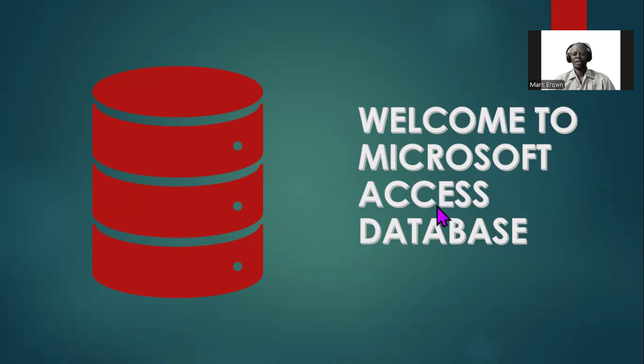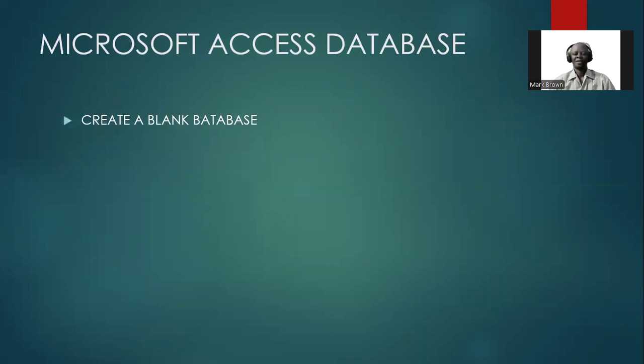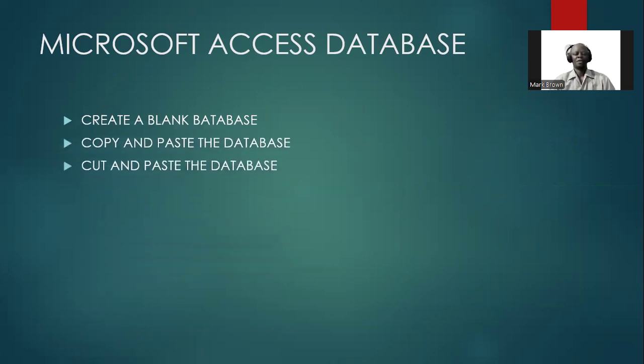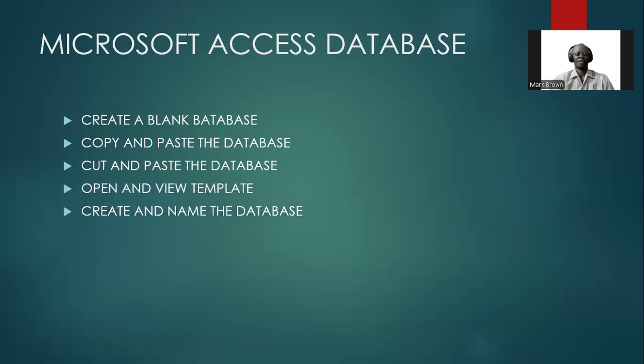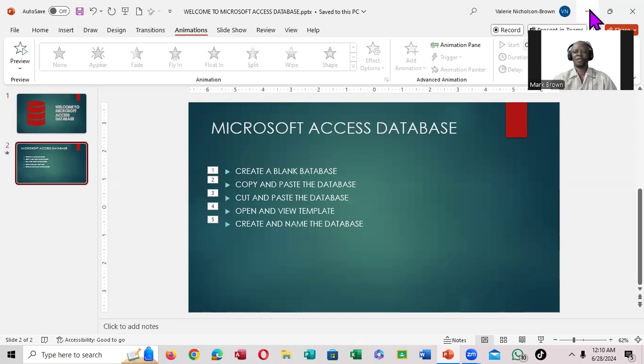So we're going to be looking at how we can do a few little things in Microsoft Access Database. I'm going to bring you through it. First thing, we're going to be looking at how to create a blank database. Yes, it's very important. How are we going to do that? Copy and paste the database. Yes, very important. Cut and paste the database. We're also going to be looking at open and view template, because there are different types of template. At the same time, we're going to create and name the database. So we're going to take the time going through this. First thing that we want to do is to create a blank.